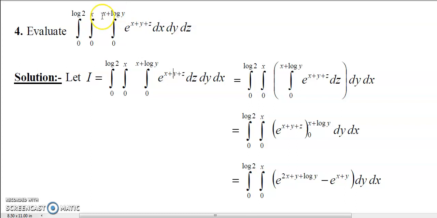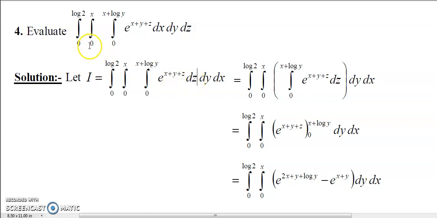That means this one is a limit for z. So my inner integral gives me the limit of z. The limit of z is from 0 to x plus log y. Since my inner integral depends on x and y, we have to integrate first with z.